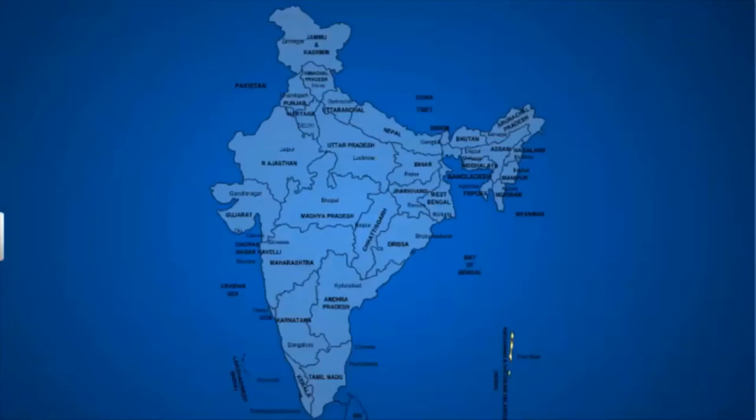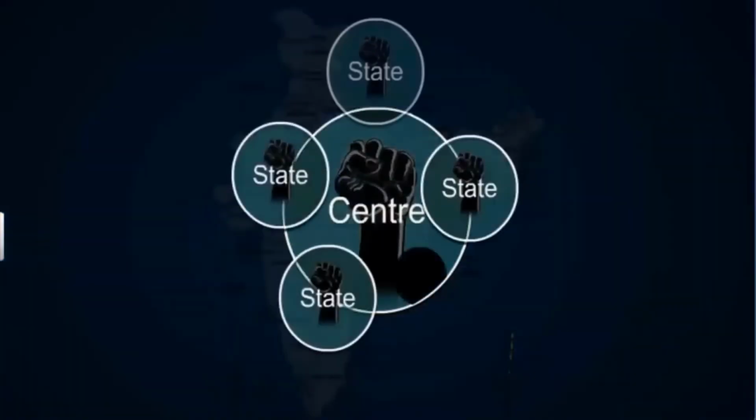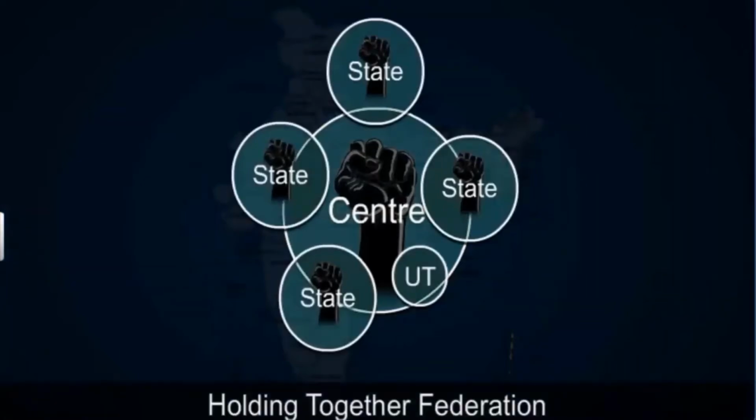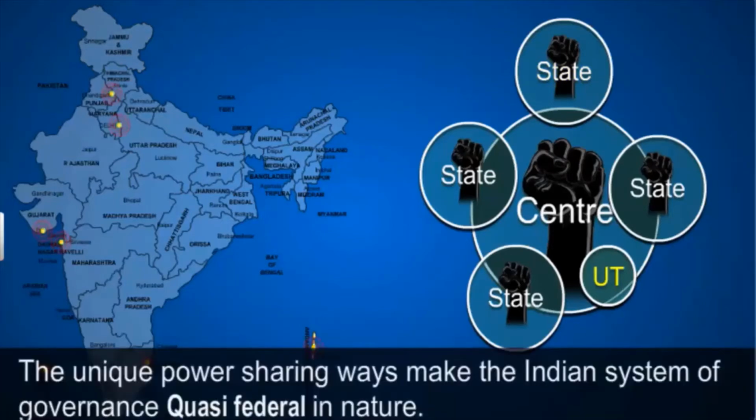India is a union of states based on the principles of federalism. Our country has a three-tier system of government, namely the union government, state governments, and the local government that consists of Gram Panchayats and municipalities. The Indian Union is based on the ideology of holding together federation, whereby the power is divided between the respective states and the central government. However, this power sharing can vary across different units of the federation. For example, Jammu and Kashmir enjoys more power than other states. On the other hand, the Union Territory is virtually dependent on the center. These unique power-sharing ways make the Indian system of governments quasi-federal in nature.